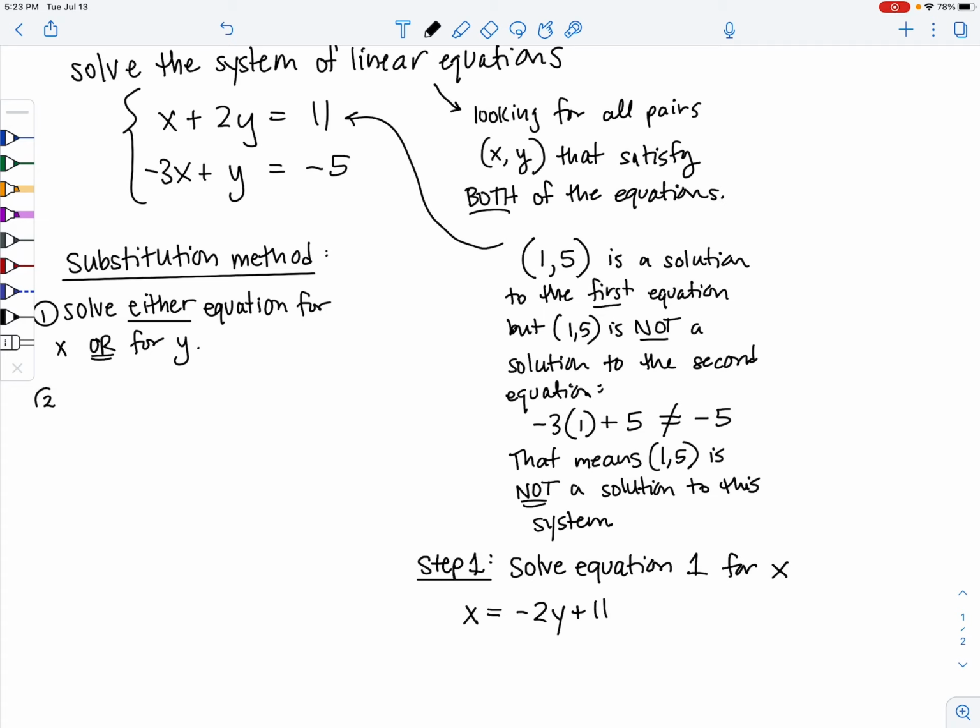Then step two is substitute the expression you got from equation one into the other equation. Or I should say substitute the expression from step one into the other equation.